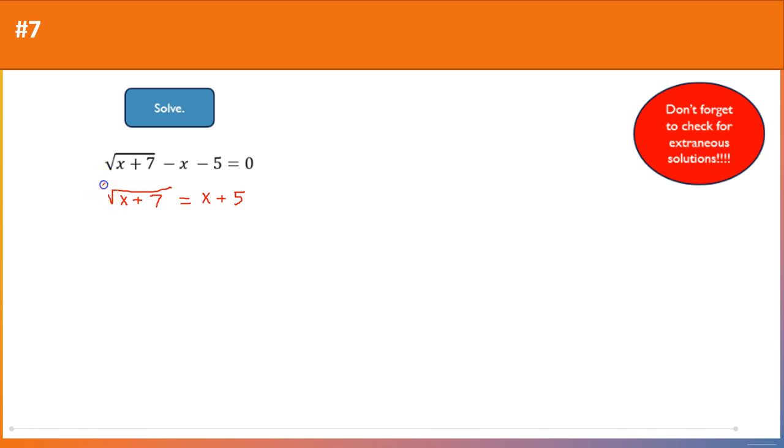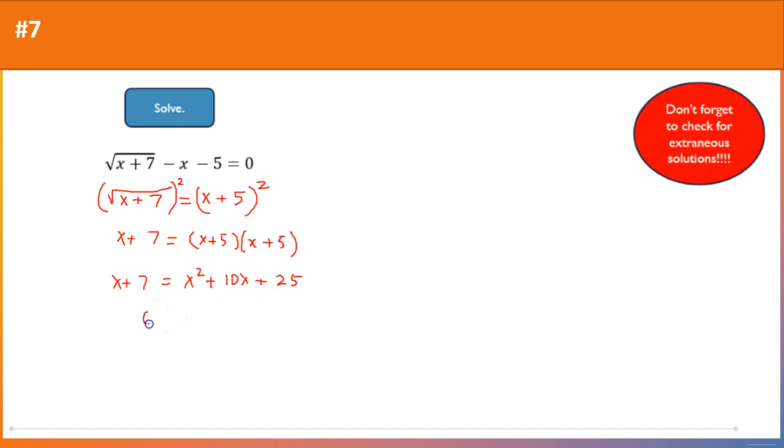Right. In order to get rid of a radical, we square both sides. We square both sides to get rid of the radical. That leaves me with x plus 7 equals x plus 5 and another x plus 5. Okay, so we end up with x plus 7 equal, let's FOIL this. It's going to be x squared plus 5x plus 5x gives me 10x plus 25.